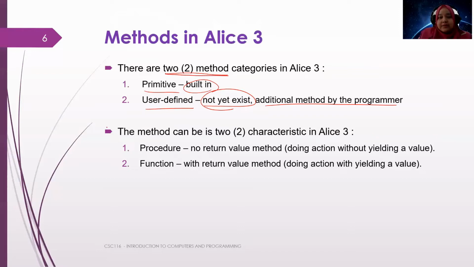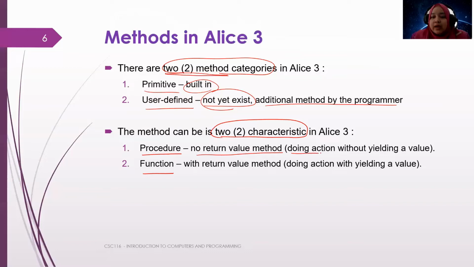Okay, so next, ini adalah kategori dia. Ingat, method kategori ada dua. Method ni ada dua karakteristik. Pertama dia ada procedure, yang kedua adalah function. Okay. So apa maksud procedure? Procedure adalah no return value method. No return value method means that doing action without yielding a value.